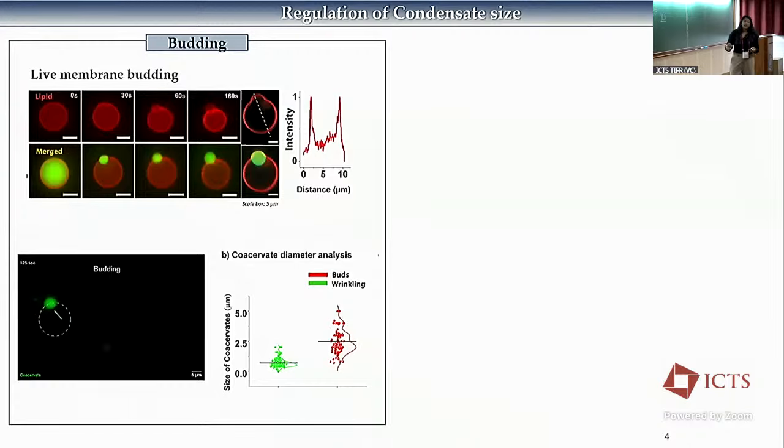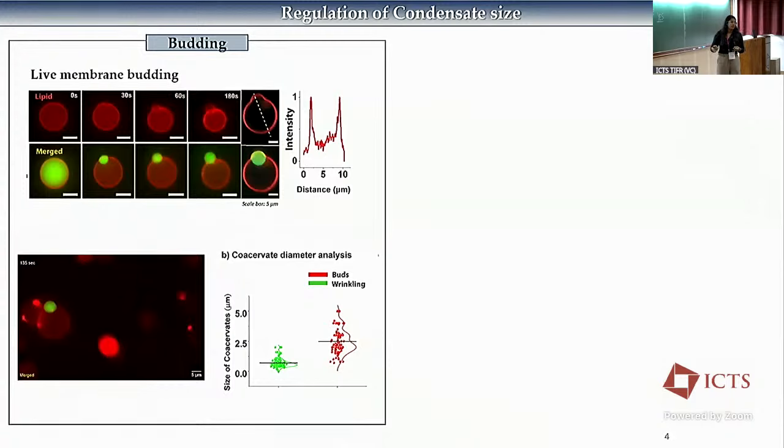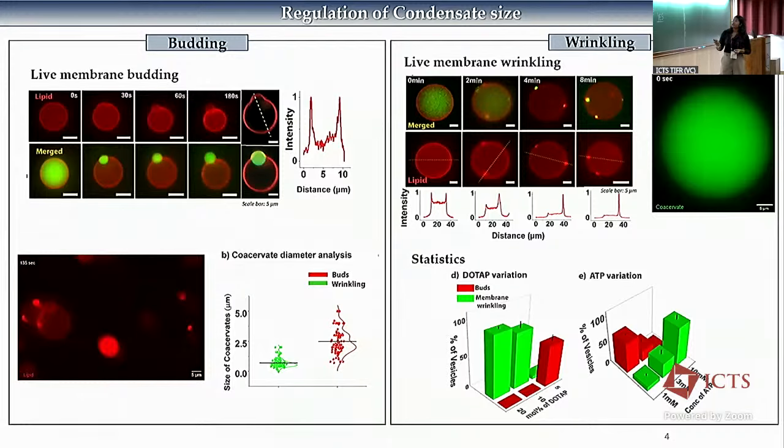So this happens, like I said, in conditions where there is least interaction or least affinity between the condensate and membrane. We analyzed the diameter size of buds, and what we saw was that it is always larger than the other morphology. Wrinkling, on the other hand, is the other morphology. Here you have your polylysine encapsulated inside your vesicle, and when you add ATP, the nucleation of condensation occurs at the membrane itself. Once it starts, you don't see them moving anywhere else. They get stuck on the membrane.